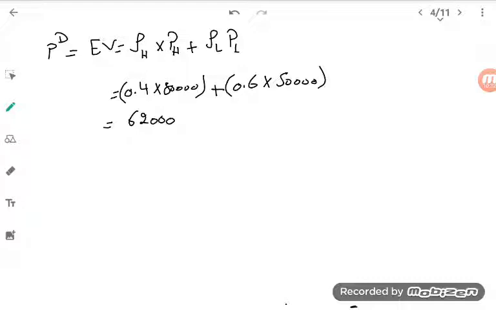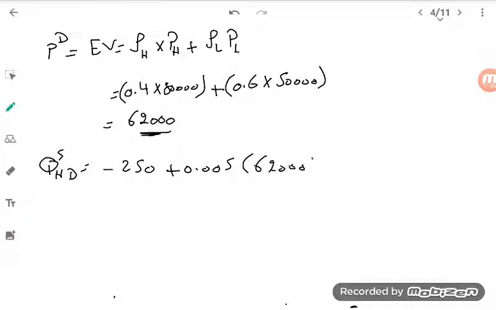Now, what is the quantity that will be sold of high quality cars and low quality cars at this price level? We are going to return to the supply functions of high quality and low quality, and substitute in both of them using the new equilibrium price, or the new expected price. It's negative 250 plus 0.005 multiplied by 62,000. So the number of high quality cars will be 60. And the same with respect to the low quality.